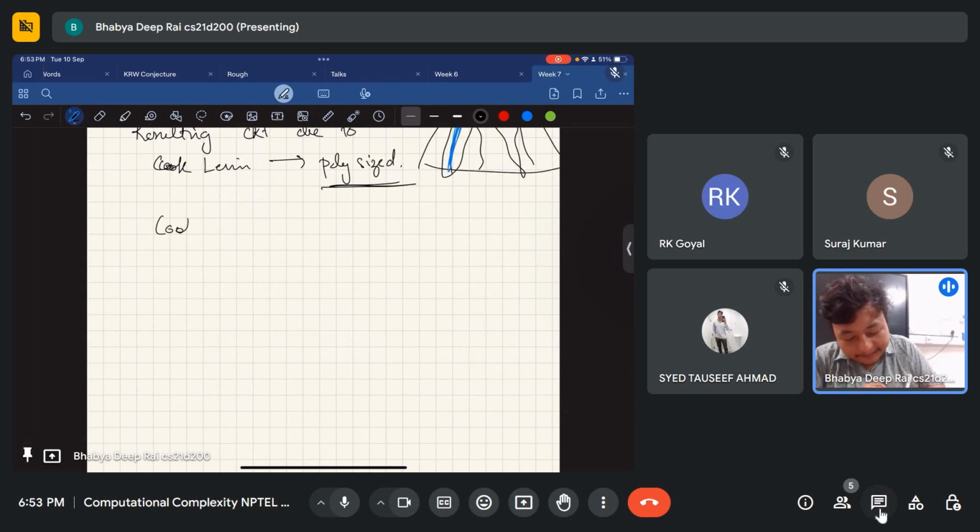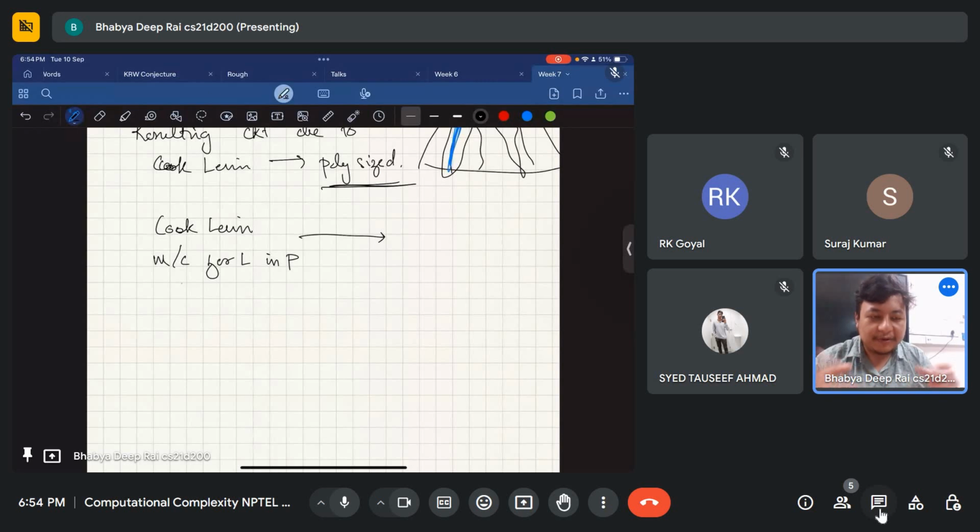Let's do Cook-Levin only on a machine which runs in P, a machine for L in P. Okay, let's do Cook-Levin for a machine for L in P, and we use the same construction, and then we get a circuit.